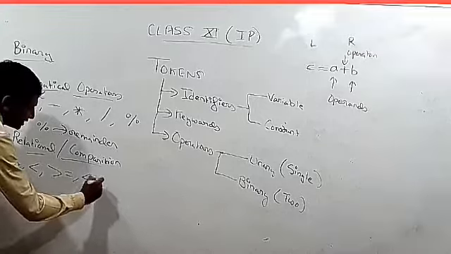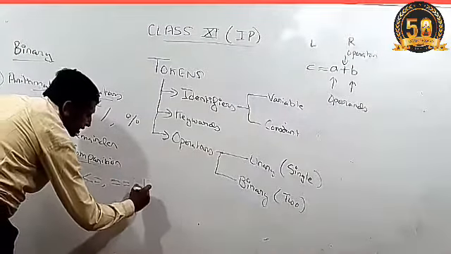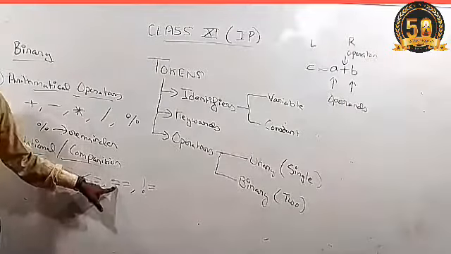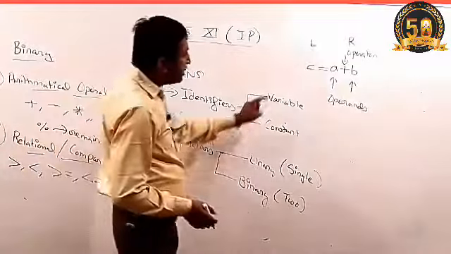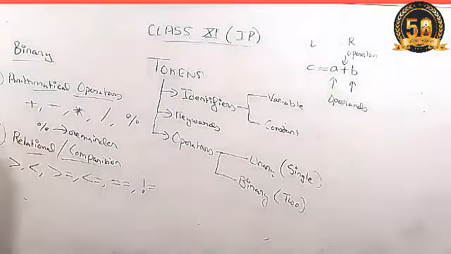Than equal, less than equal. For the equality checking, we use the double equal sign and the not equal. Double equal sign is used for the equality check because single equal is used for the assignment purpose. That's why to check the equality we will use the double equal.